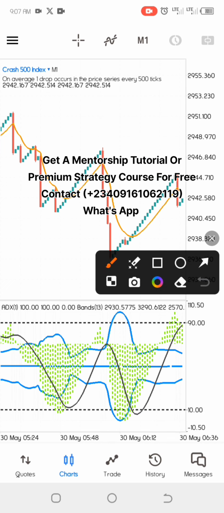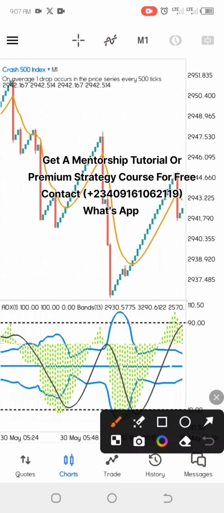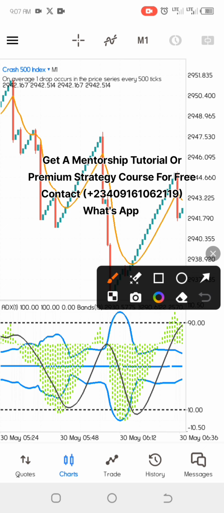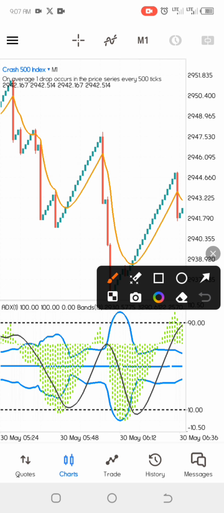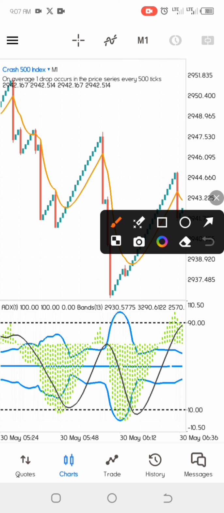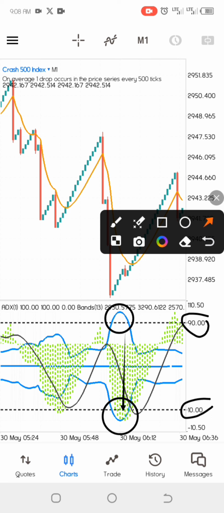To take a trade with this strategy, you will want to make sure that you see the Bollinger Bands line hit both the 90 levels and the 10 levels, which you can clearly see right here. The Bollinger Bands hit the 90 and the 10 levels at the same time, which we can clearly see right here.